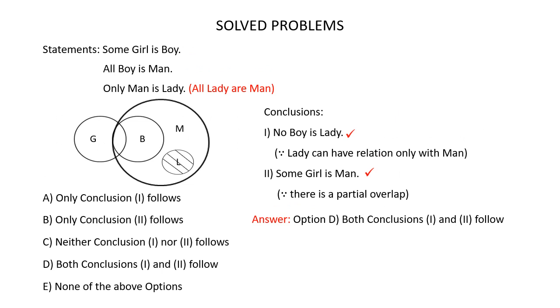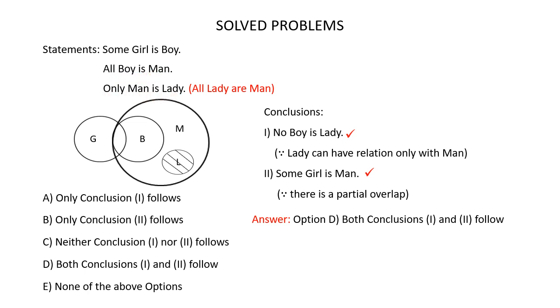In this question, you are given 3 statements and 2 conclusions. Let's find out which of these conclusions follow from the logic given in these statements. To do that, first we have to draw a Venn diagram for these statements. Now the statements are: some girl is boy, all boy is man, only man is lady.